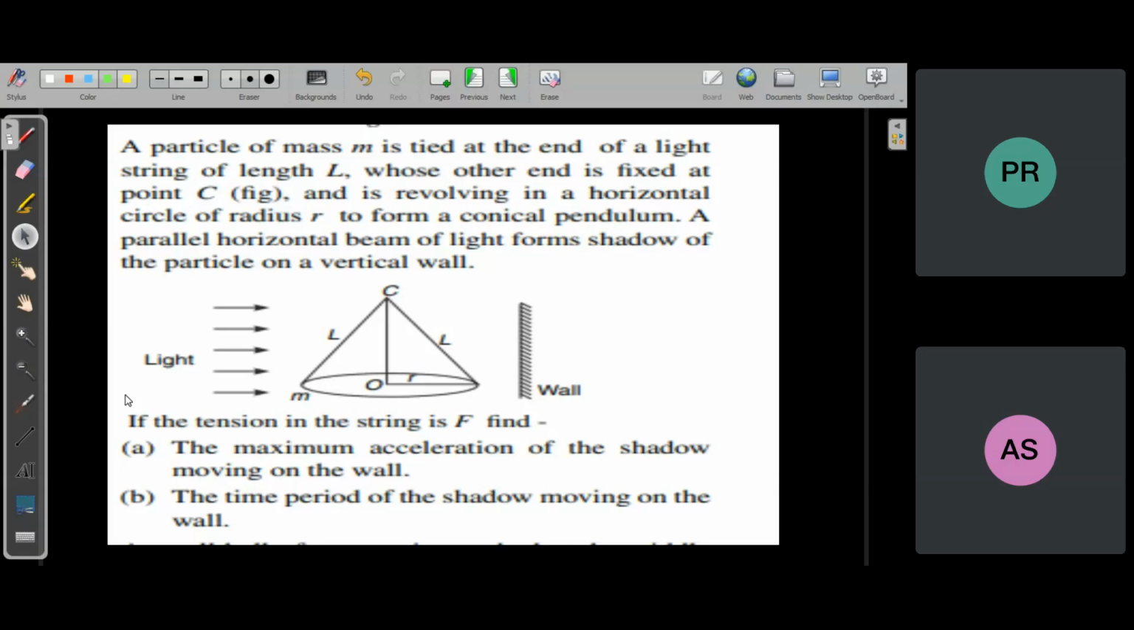Sir, there is no calculus with omega square here. Maximum acceleration is r omega, you are saying? It is r omega square, R omega square. That is correct.